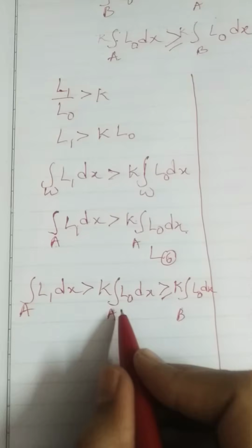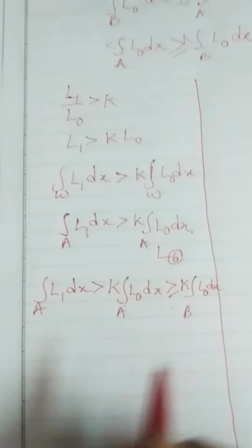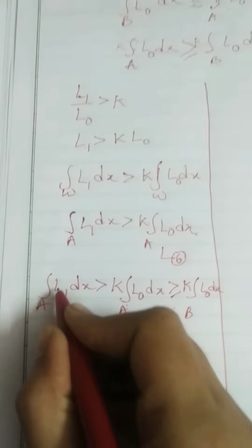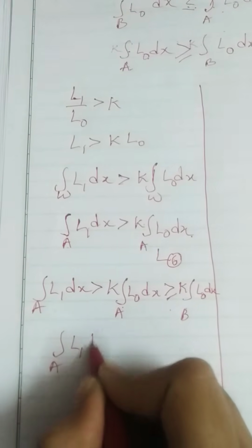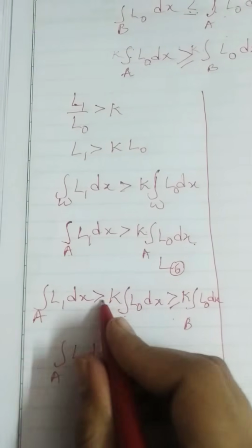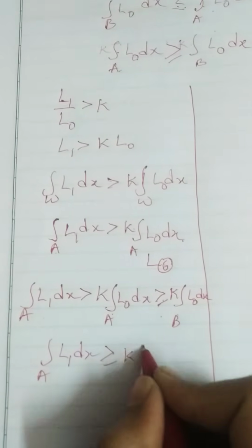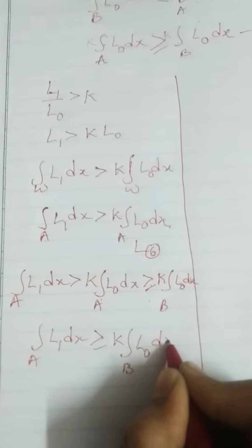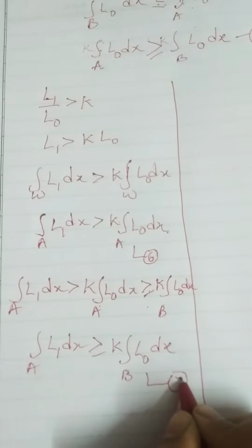Students, always greater than or equal to, always understand the students. If it is A greater than B greater than C, we will write A greater than or equal to C, that's it. So I am writing here this part and this part only. A greater than C, L1 dx. I am not writing this part. I am writing greater than or equal to k integral B L0 dx. Then denote this part as equation 7.